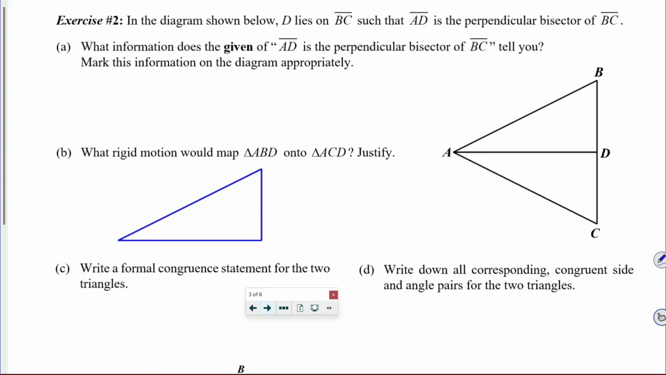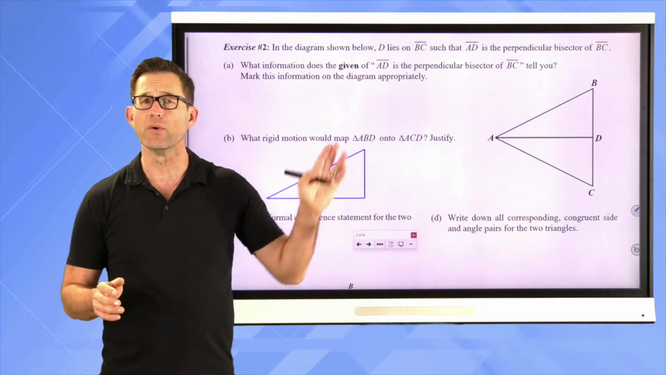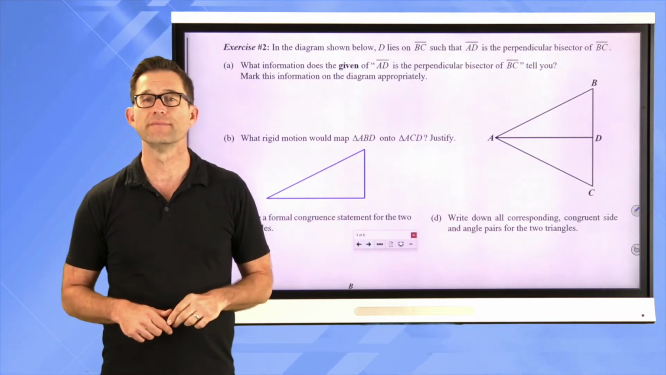Exercise number 2. In the diagram shown below, D lies on BC such that segment AD is the perpendicular bisector of segment BC. Letter A. What information does the given of, quote, AD is the perpendicular bisector of BC tell you? Mark this information on the diagram appropriately. All right, so what I'd like you to do is go ahead and answer that.